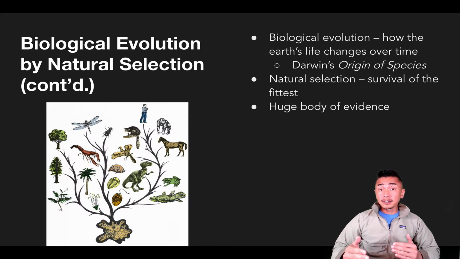Evolution is defined as change in life over time. How this happens was first explained by Charles Darwin in his book On the Origin of Species. He called this process natural selection or survival of the fittest. There is a huge body of evidence supporting this idea, and we now call it the theory of evolution by natural selection.